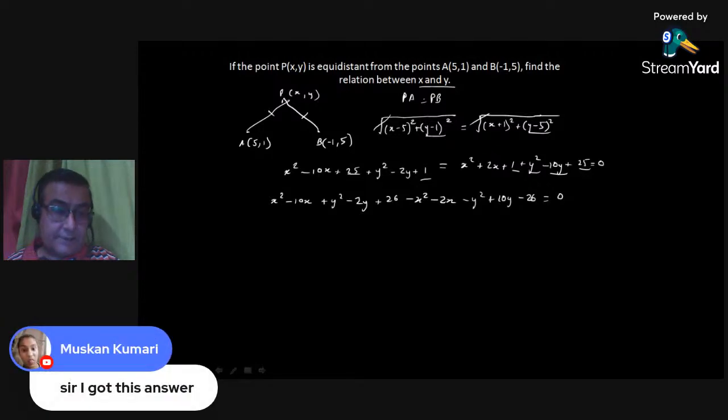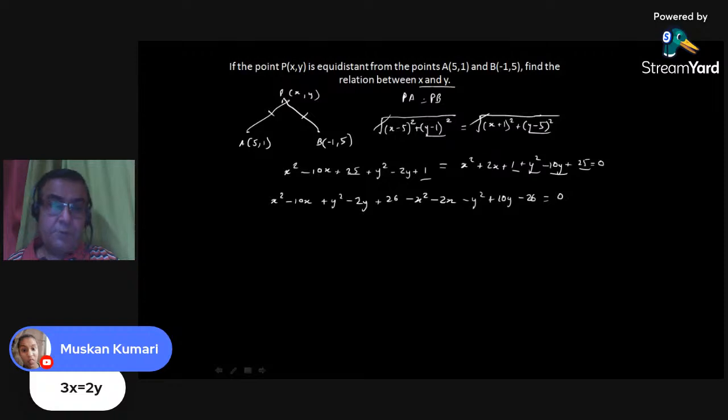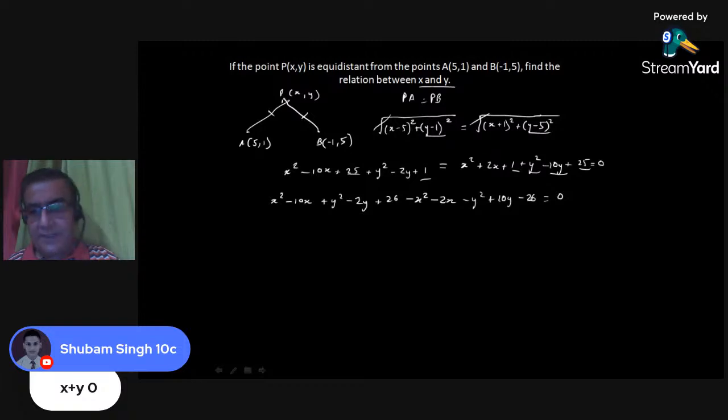Muskan says 3x is equal to 2y. Let's see. And Shubham says that x plus y is equal to 0. Okay, let's see who's correct. So I can't display two answers at the same time. But okay, let's see who's correct.